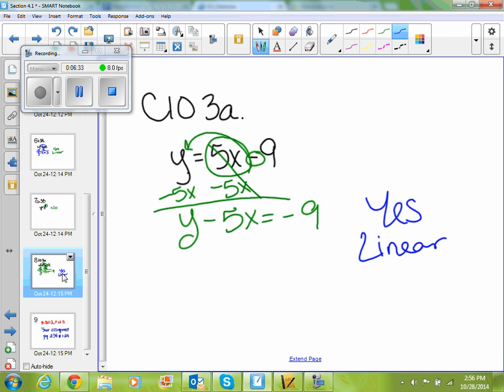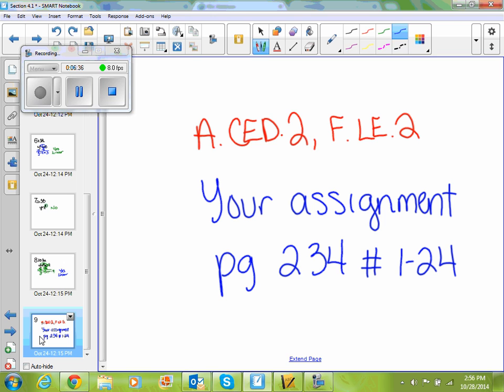You guys are going to do page 234, 1 through 24. Okay, so 234, 1 through 24. You can work with partners if you want to. You don't have to.